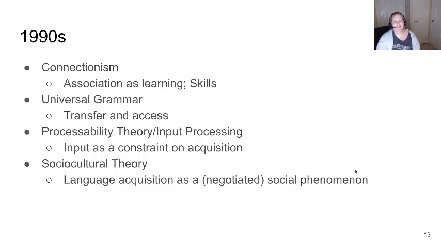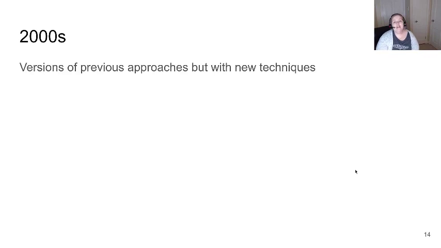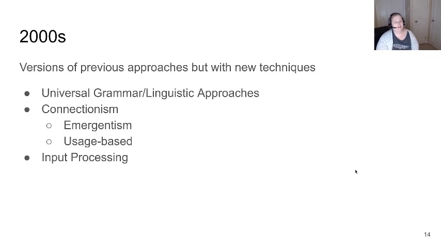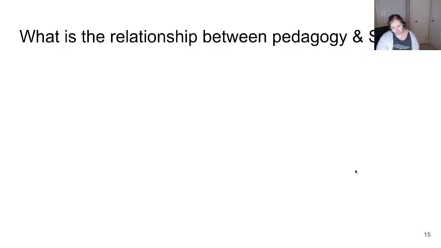So the definition of that is language acquisition is a negotiated social phenomenon, okay? 2000s, again, same idea. UG shows up, connectionism. Connectionism gives birth to a version called emergentism, and usage-based, which is frequency-based learning. Input processing is still there. Sociocultural theory is still there. So things just keep growing and growing and growing.